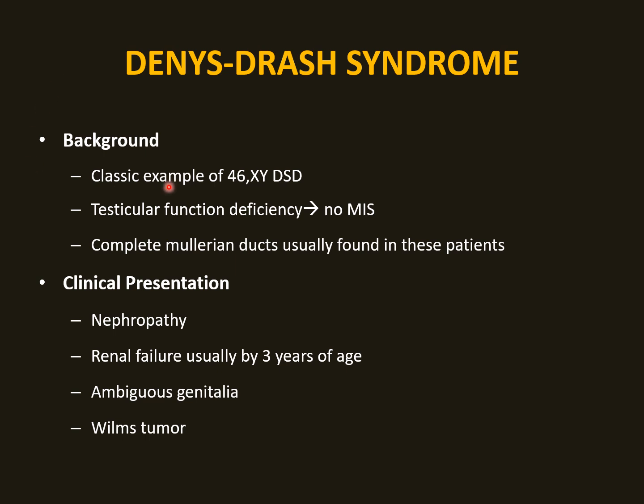Denys-Drash syndrome is a classic example of 46XY DSD or male pseudohermaphrodite. Testicular function deficiency, so there is no MIS, no Mullerian inhibiting substance. So in this case, they will develop uterus and fallopian tubes. So the abdominal structures will show female uterus and fallopian tubes. Clinical presentation: nephropathy, renal failure, usually by 3 years of age, ambiguous genitalia, and Wilms tumor.